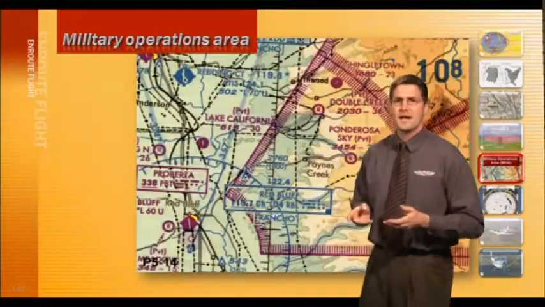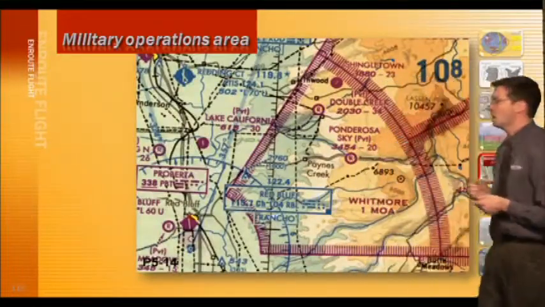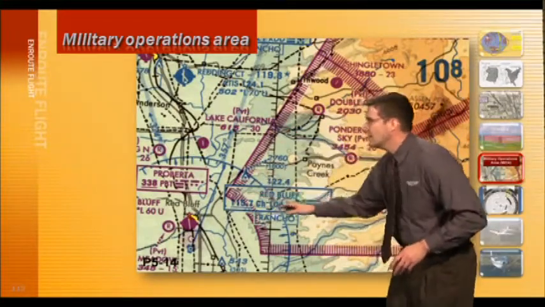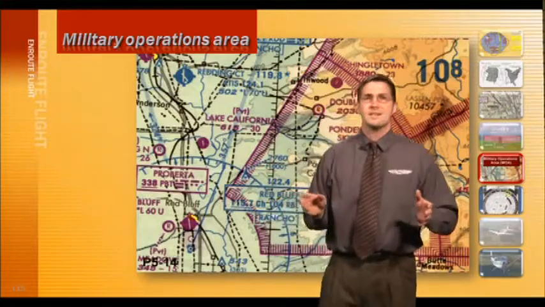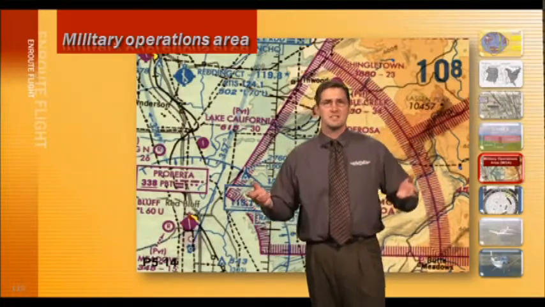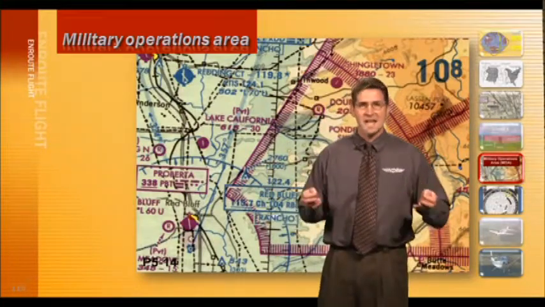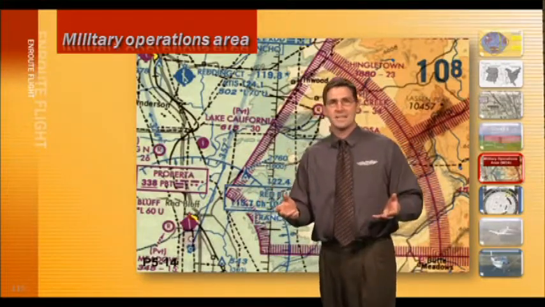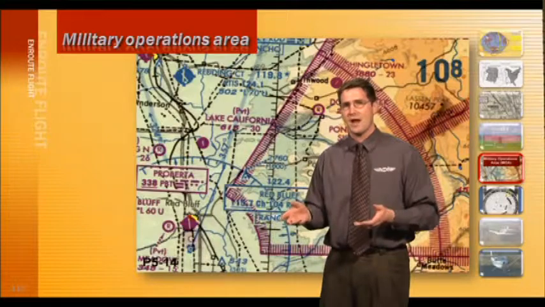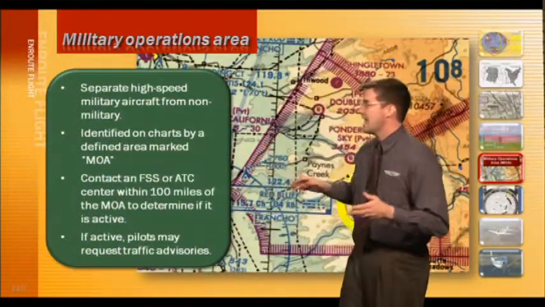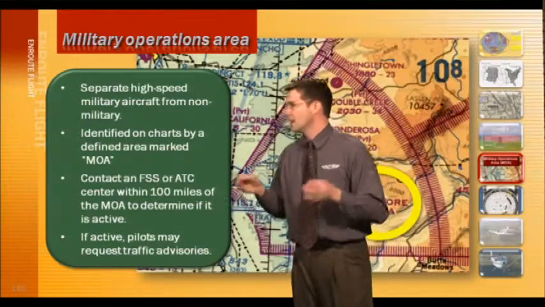Next, a military operations area is commonly called a MOA. MOAs, like this one shown right here, outline areas where the military flies high-performance aircraft on training missions that may include aerobatics, formation flying, simulated air-to-air combat, high-speed, low-altitude tactics, maybe some air-to-air refueling, and other activities that create hazards to civilian traffic. A MOA is marked with hashed magenta lines and includes a label and a number.